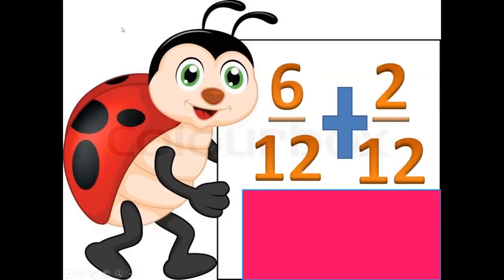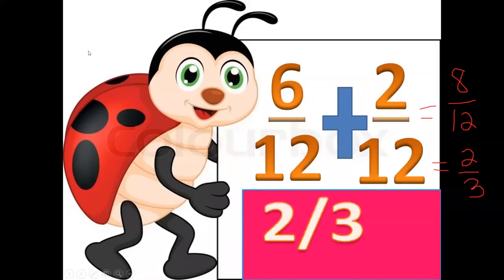How about this? We have 6/12 plus 2/12. Again, similar fractions, so just add the numerators. 6 plus 2, we have 8. Then copy the denominator. So 8 and 12 could be divided by 4. Yes, 4. So 8 divided by 4 is 2. 12 divided by 4 is 3. So the lowest term is 2/3.